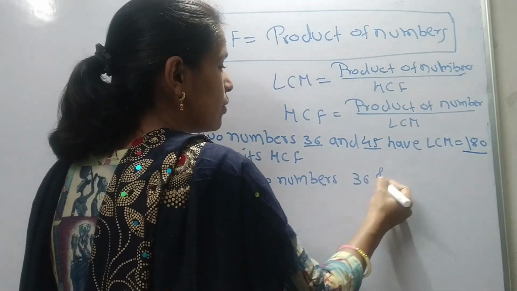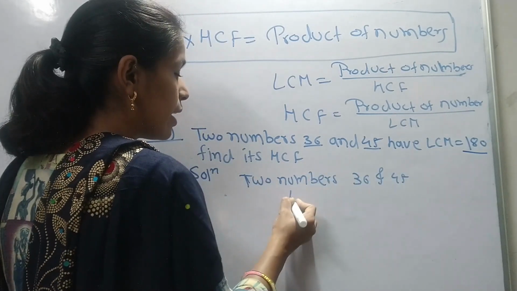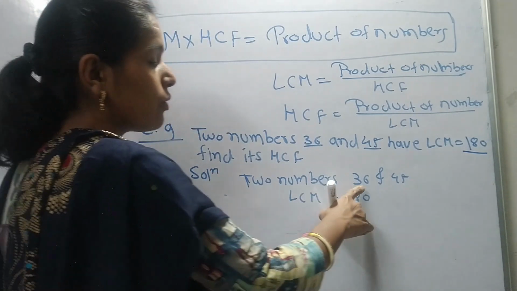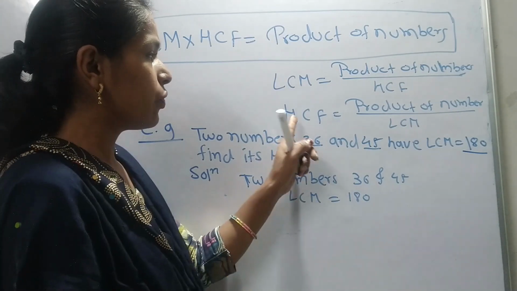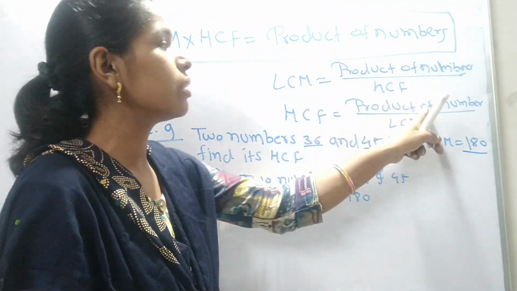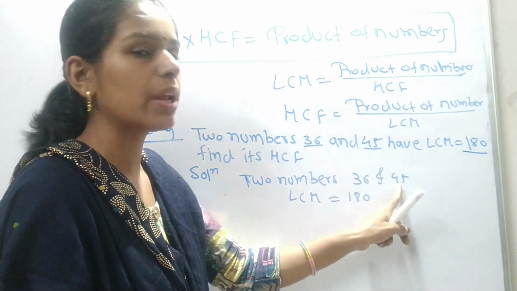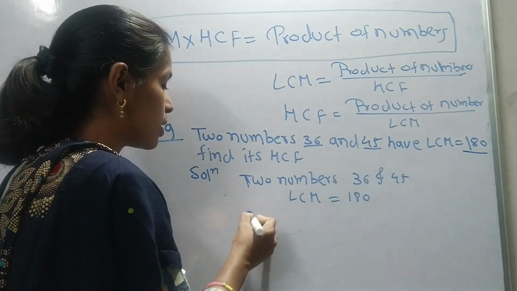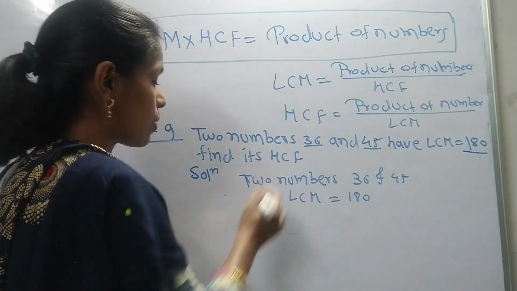36 and 45. Then LCM is equal to 180. Okay. So what we have to do simply to find HCF by using this. LCM is given. You have to find the product of numbers, means we have to multiply 36 by 45. Let's multiply this. So we will write the formula first.